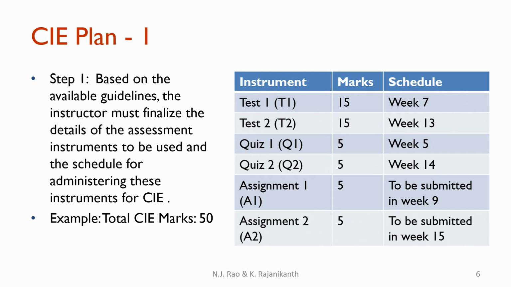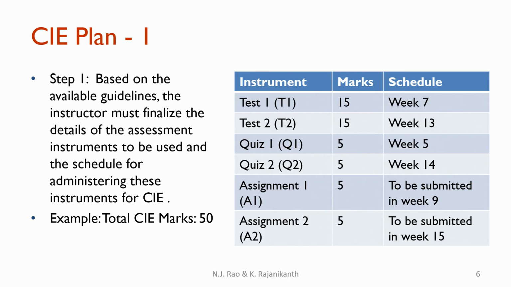What we see here is one example where the instructor is planning on 2 tests, each for 15 marks, then 2 quizzes, each for 5 marks, and 2 assignments, again each for 5 marks, getting to a total of 50 marks. And the schedule, as you can see, is that test 1 and test 2 are scheduled in week 7 and week 13. The 2 quizzes are scheduled in week 5 and week 14, and for the assignments, one is to be submitted in week 9 and another is to be submitted in week 15.